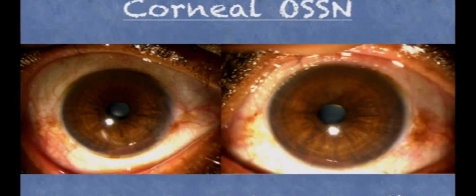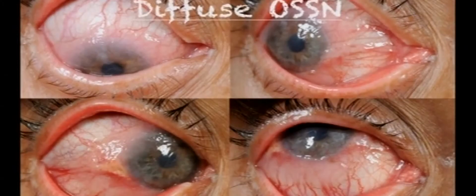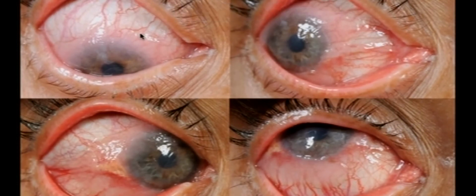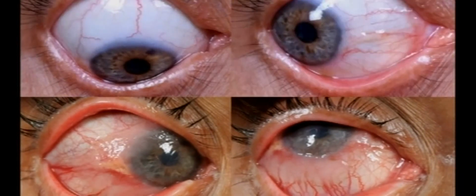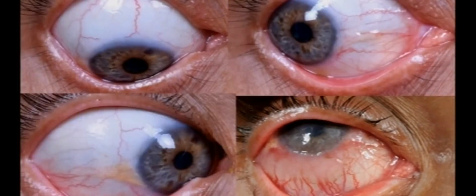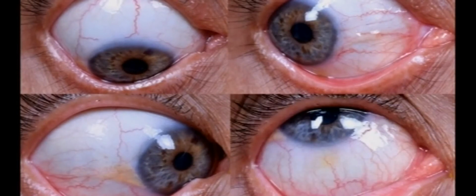So this was the corneal OSSN the patient had, and this was 3 months after, with complete resolution of the tumor. In cases of diffuse OSSNs, response with interferon is extremely good. This is one such case where you can see this gelatinous appearance on the entire ocular surface. We treated this patient with interferon alpha 2B injection, monthly injection, as well as interferon eye drops. This is 2 months after treatment. You can see there is complete resolution of the lesion.